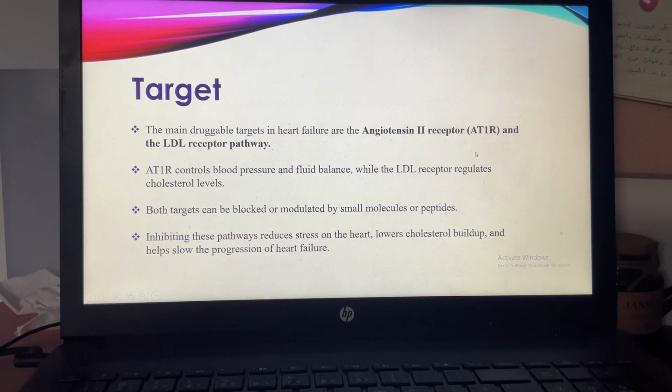So now the target. The main drug targets in heart failure are the AT1R receptor, which controls blood pressure, and the LDL receptor pathway, which controls cholesterol. Both targets can be blocked by small molecules or peptides, and this can help reduce heart stress and slow heart failure.